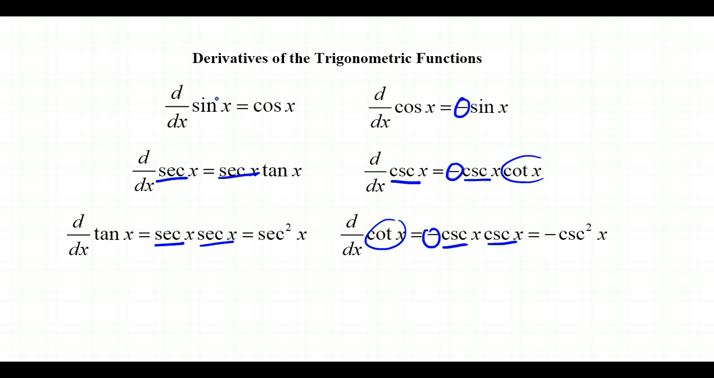So the derivative of sine is cosine, the derivative of cosine is minus sine, and again the tricks are the derivative of any trig function that starts with co is negative, and then derivatives involving secant and tangent have to have 2 secants and 1 tangent, and derivatives that involve cosecant and cotangent have to have 2 cosecants and 1 cotangent.